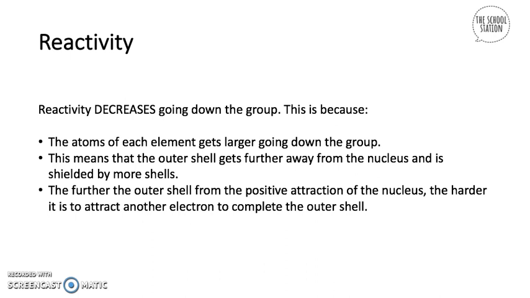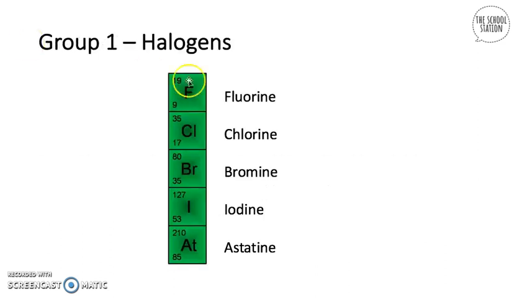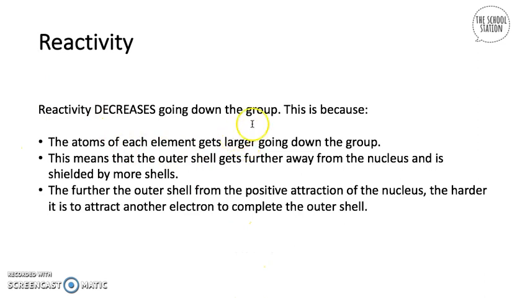The reason why this happens is that the atoms of each element get larger going down the group. So fluorine has a smaller atom than astatine, and it is more reactive, while astatine has a larger atom but is less reactive. This also means that the outer shell gets further away from the nucleus and is shielded by more shells.